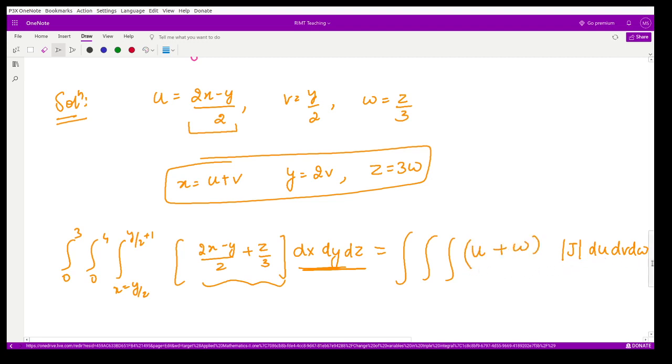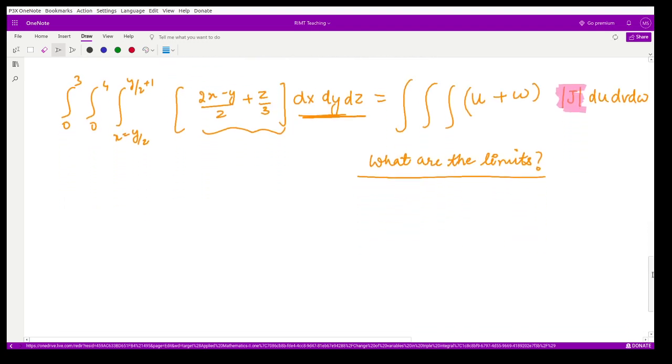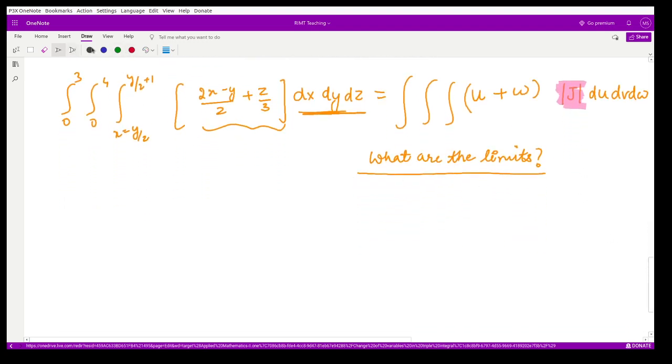What we are left with is to determine this Jacobian and to determine the limits. So first of all, we can compute this Jacobian. This is very simple.